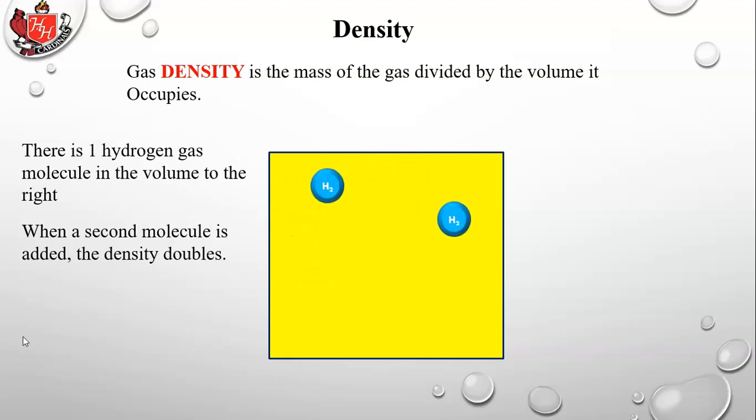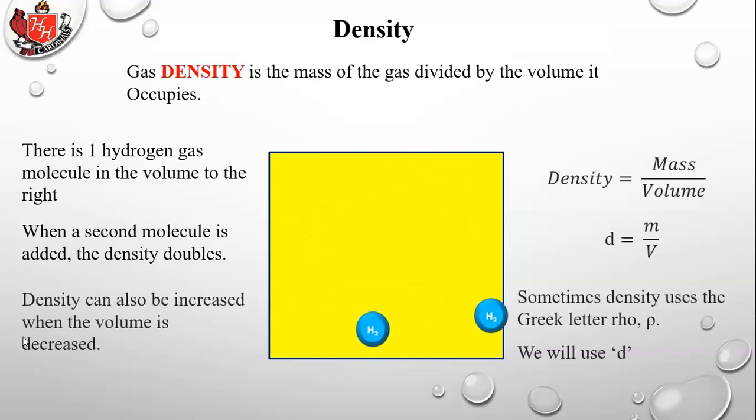When a second molecule is added, the density doubles. You have twice as much mass in the same amount of volume. You could also increase the density by it remaining as 1 molecule and then squeezing down the volume so it's a smaller volume. So you can change density by either adding or decreasing the mass, or adding or decreasing the volume that it occupies.